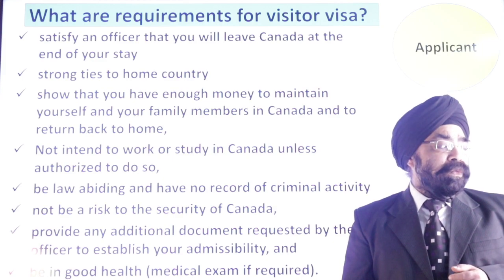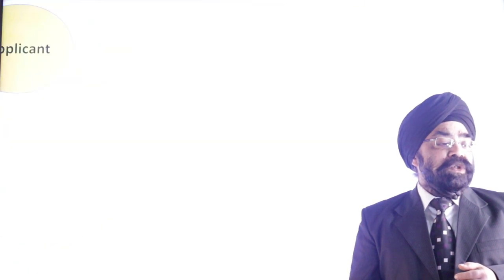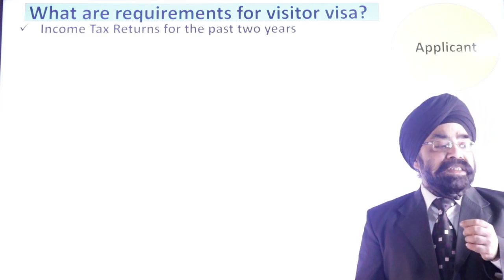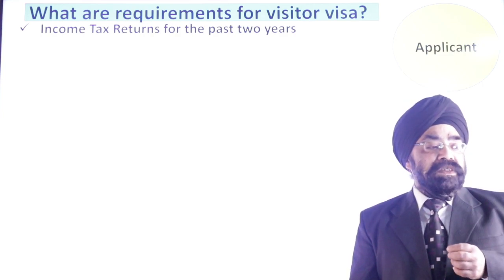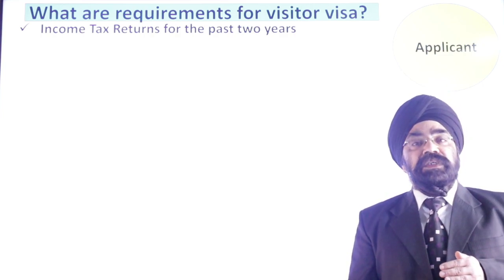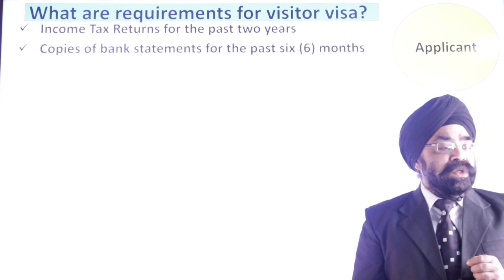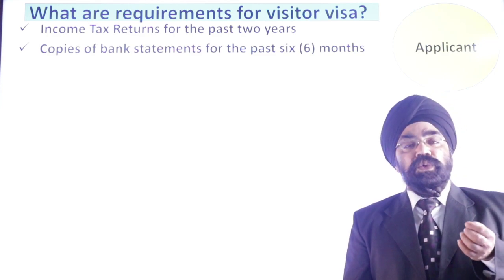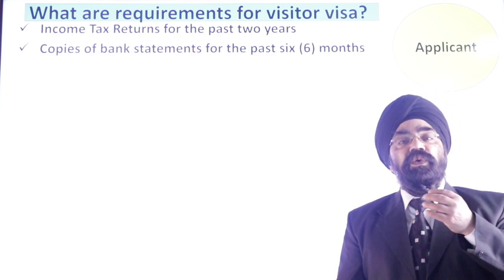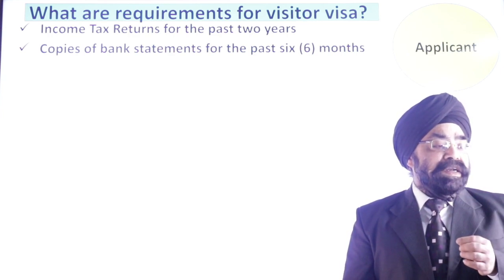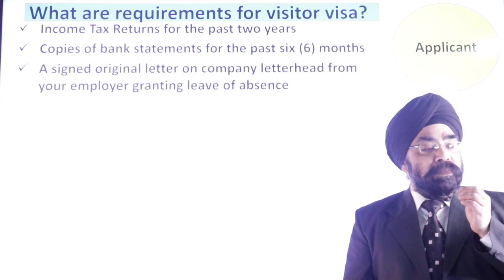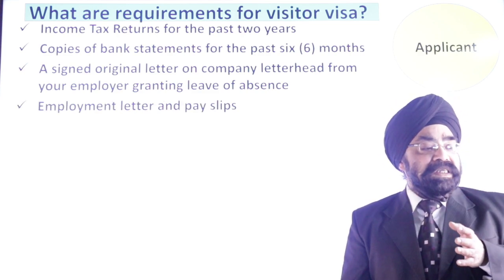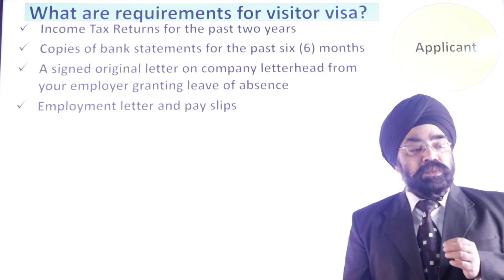So now that you know the broader requirements, let us look into the documents which the applicant needs to furnish. From the applicant side, you need to provide the income tax returns for at least 2 to 3 years, and your bank statements for the past 6 months. You also need to provide your letter of employment, showing that you have been granted leave to go to Canada. That letter of employment, along with your pay slips and job letter, all needs to be furnished. If a person is retired, the retirement certificate also needs to be provided.